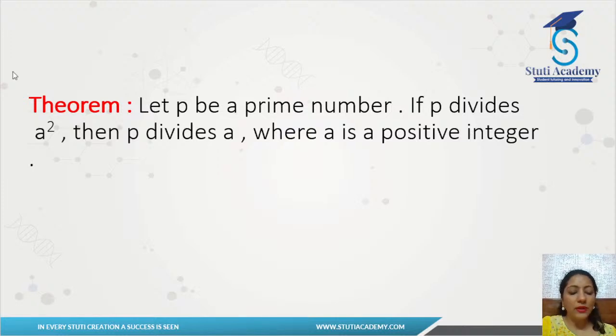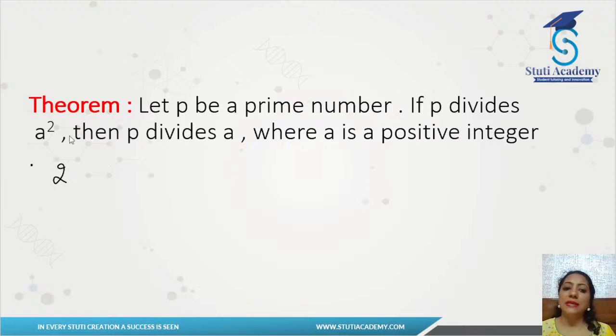If you have your NCERT, it's given on page number 12, theorem 1.3. Let P be a prime number. If P divides A square, then P divides A, where A is a positive integer. I'm repeating this. Let P be a prime number. If P divides A square, then P divides A, where A is a positive integer. So let us take a prime number. Let's take 2. 2 is a prime number.